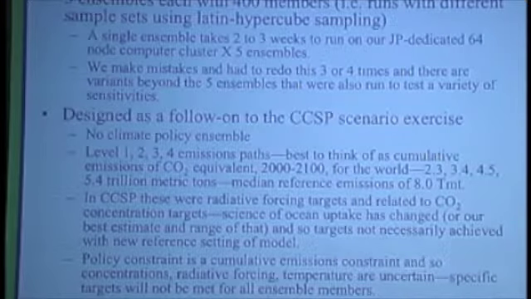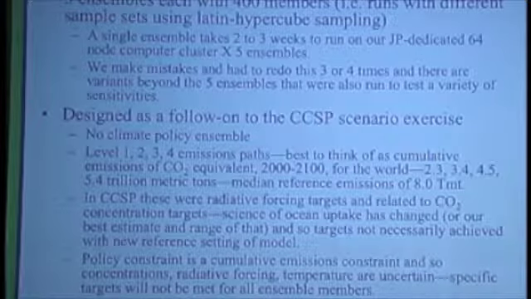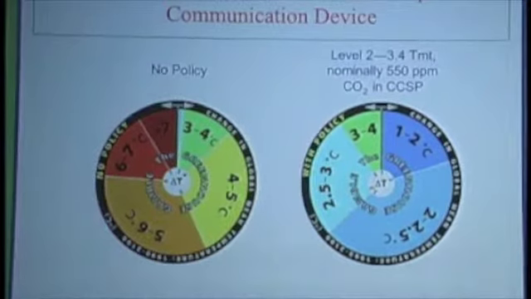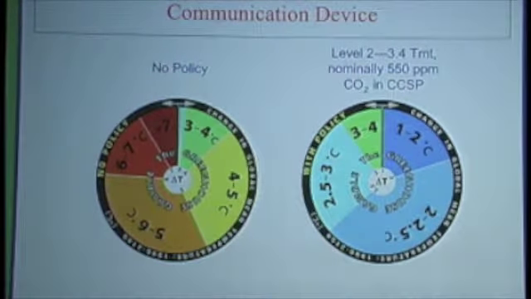There was a federal government climate change science program exercise on scenarios. We followed that. We have an ensemble with no policy, what will happen if you don't have any climate policy, and then one looking at different levels of climate policy. So this is what we turn it into, and this has turned out to be a relatively useful device to represent the problem.